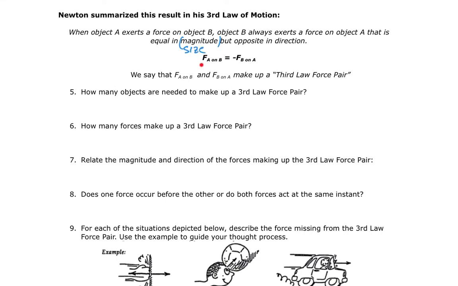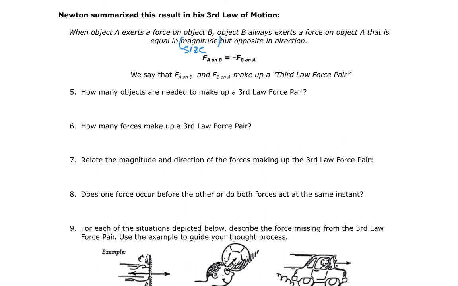Another way to say this is that the force of A on B is equal to the force of B on A, but there's a negative sign there. That negative sign just indicates that they're in opposite directions, much like we saw with velocity or acceleration in our kinematics unit, okay? So we say that these two forces make up a third law force pair. And there are a couple of different things you want to remember with third law force pairs. This can actually be pretty tricky. People mess this up all the time.